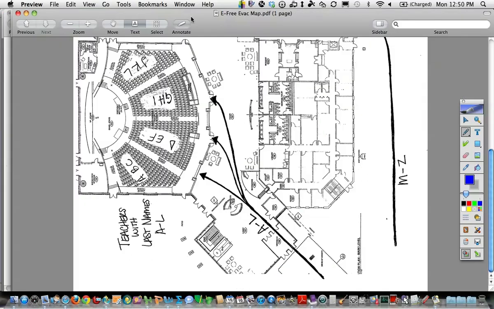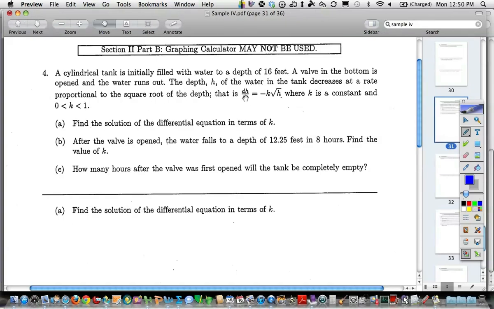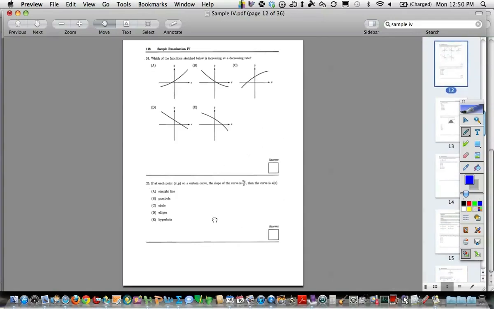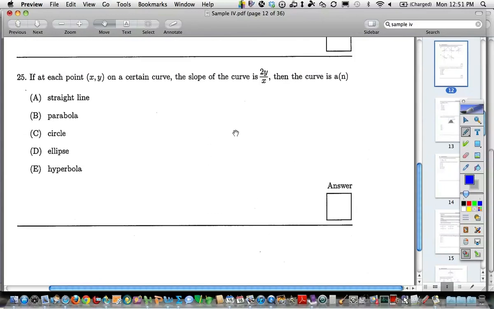So let's take a look at your packet, your sample 4 packet. And I think it was problem 25. Didn't we skip this one? A lot of people in the class had an answer. I think they just guessed. Well, use logic. And that's good. He used logic and filled the rest of it in.